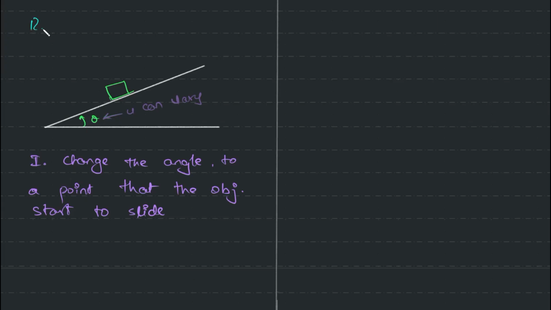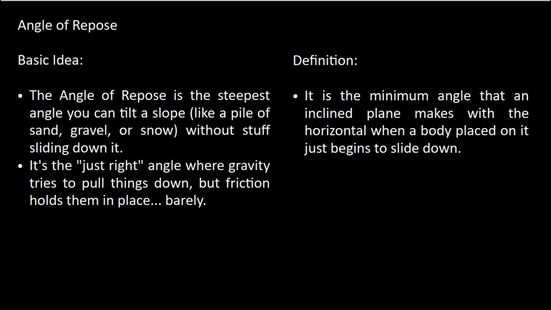So we are looking at angle of repose. That's it, as simple as that. So let me see the write up. The basic idea is that angle of repose is the steepest angle you can tilt a slope without stuff sliding down. It's that just right angle, where gravity tries to pull things down, but the friction holds them in place barely.